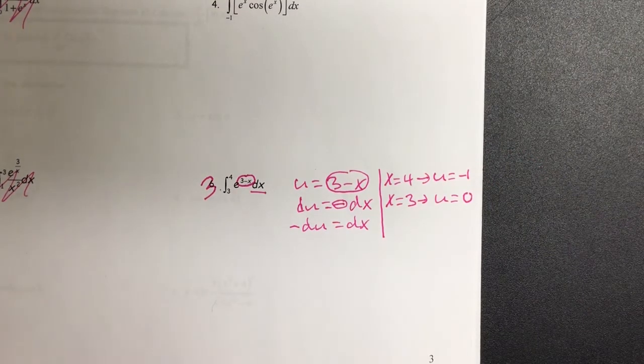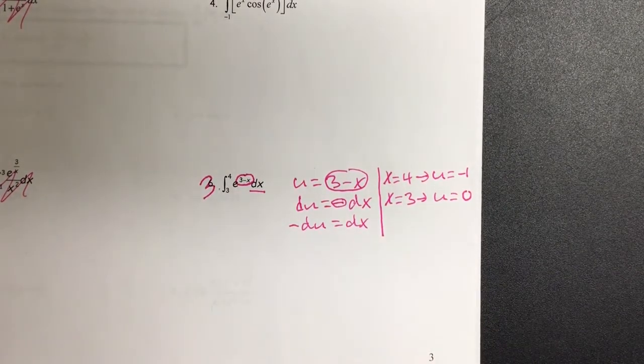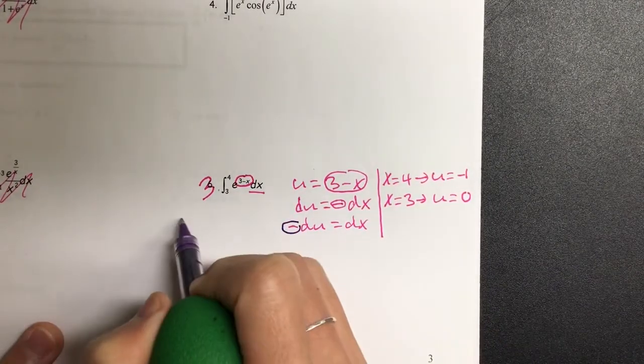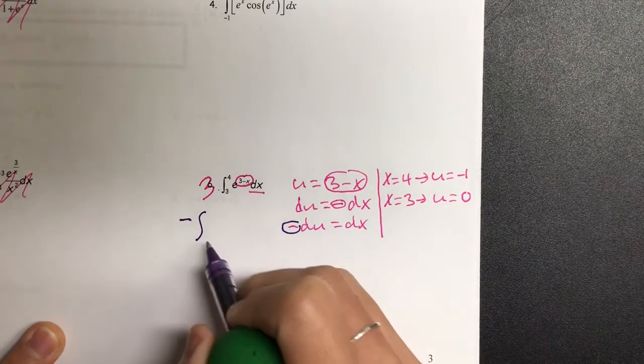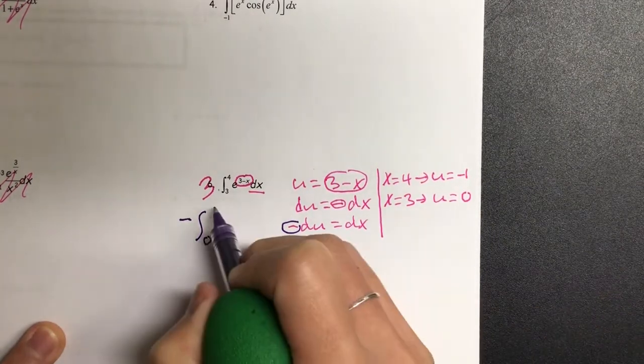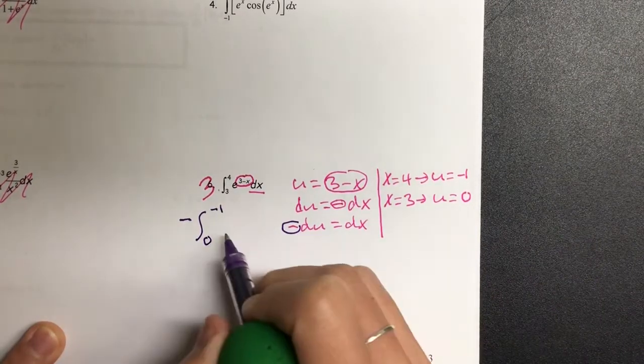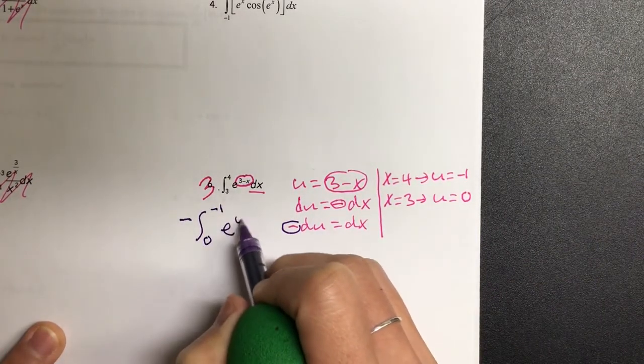So let's go ahead and plug something in. I want to take out this negative outside. So I have a negative of the integral. My lower bound from 3 became 0. From the 4 became -1. And by the u substitution, we have e to the u du.